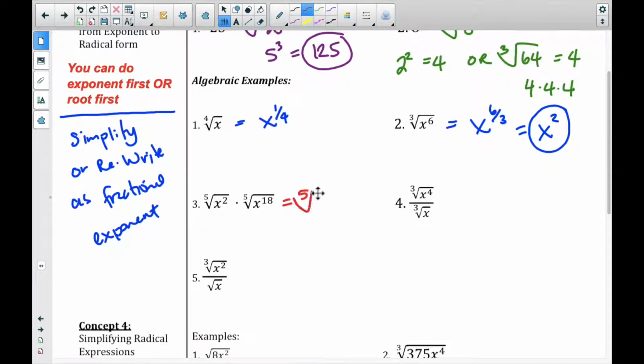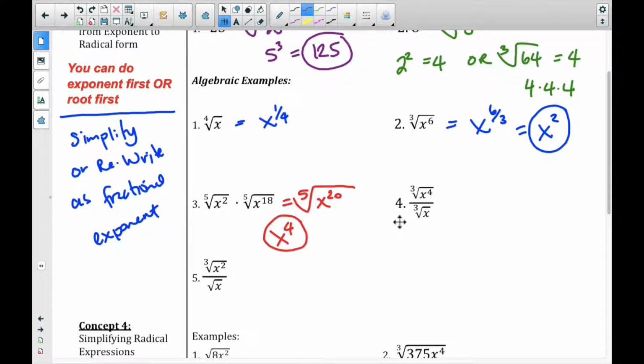In other words, I can rewrite this as the fifth root of x to the 20th. And I'm getting that 20th because 2 plus 8 is 20. When we multiply these, we're supposed to add the exponents. All right, now I have x to the 20th to the fifth power. That does reduce down to x to the fourth because 20 divided by 5 is 4.